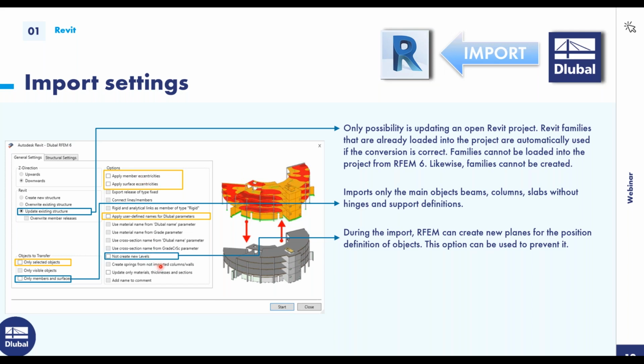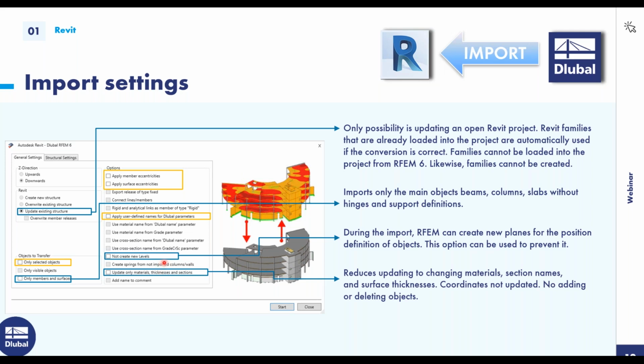And then we have some remaining options here, two of them. And the first one is you can check on not to create new levels in Revit during the import. So that's available. And then also you can choose to only update materials, thicknesses, and sections. Sometimes this is a safer way of updating projects. So that is it regarding the theoretical point of view of the interface. So now I'd like to get a look at the actual interface itself.